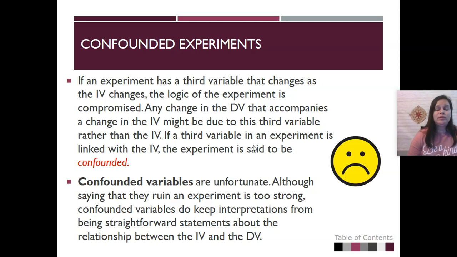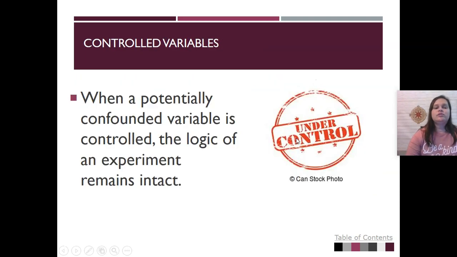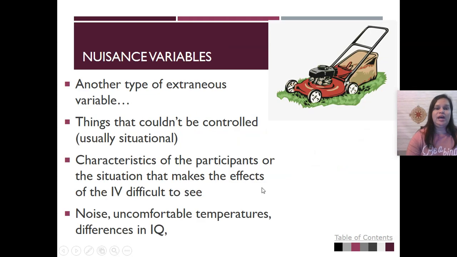And as we publish, we would need to say there was a confounding variable that had an effect on our experiment. And that could have caused a change in the dependent variable. So again, when we find a potentially confounding variable ahead of time, it's called a controlled variable, and that makes the logic of our experiment remain intact.